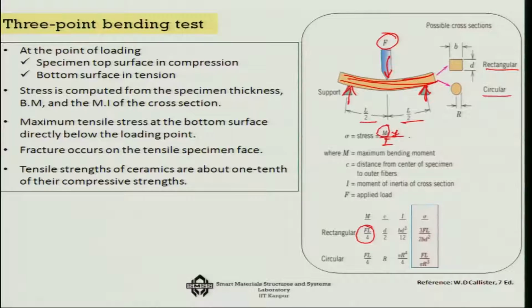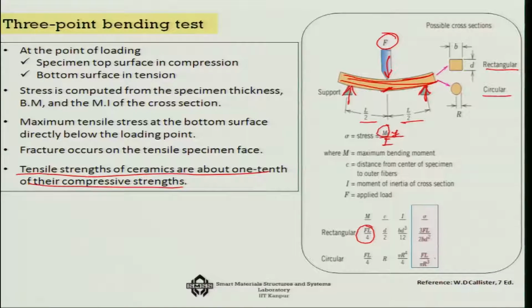And then we can also note down, corresponding to load, the stress at which failure occurs in the sample. Generally the failure is in tension. Tensile strengths of ceramics are about 1/10 of their compressive strengths. So, we expect that the failure starts from the bottom, because the resistance to tensile stress is much less in comparison to the compressive stress.